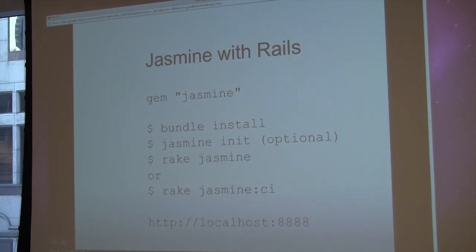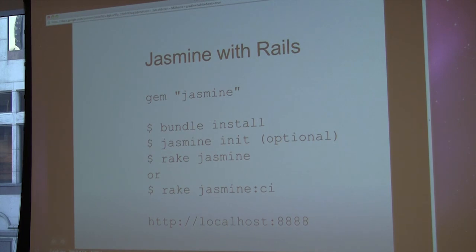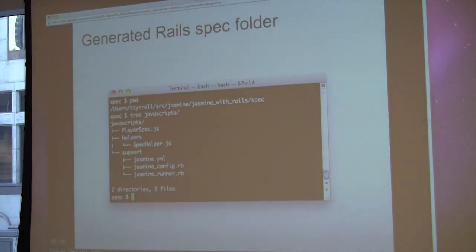Okay, Jasmine with Rails. So Jasmine inside the Gemfile, you bundle it. You can optionally initialize it, right, to generate those folders for you, or you can put them there yourself. Rake Jasmine does what it did before, where it runs the specs and opens a browser for you, where you can refresh the page. See, I'm inside a Rails project, Jasmine with Rails.